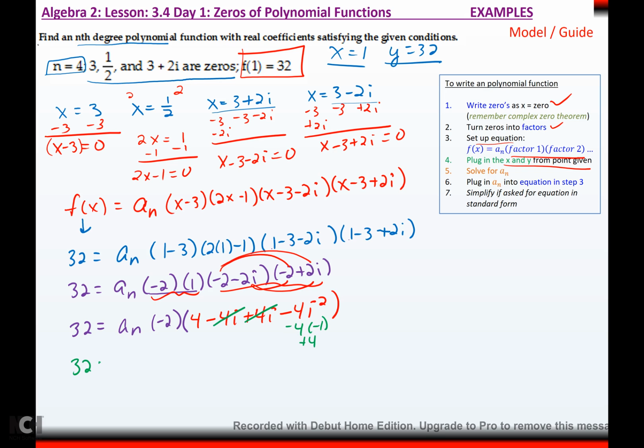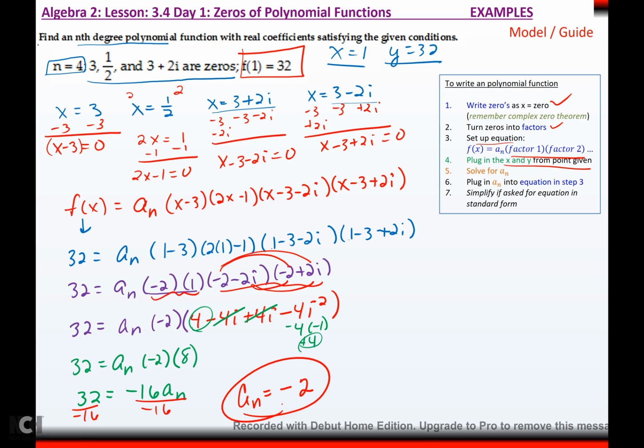So now I have 32 equals a sub n times negative 2 times 4 plus 4 is 8. So that gives me 32 equals negative 16 times a sub n. And to finally get a sub n alone, I'm going to divide by negative 16, and a sub n equals negative 2. So now that I know that, I'm going to plug it in right here, and I'll have my function.